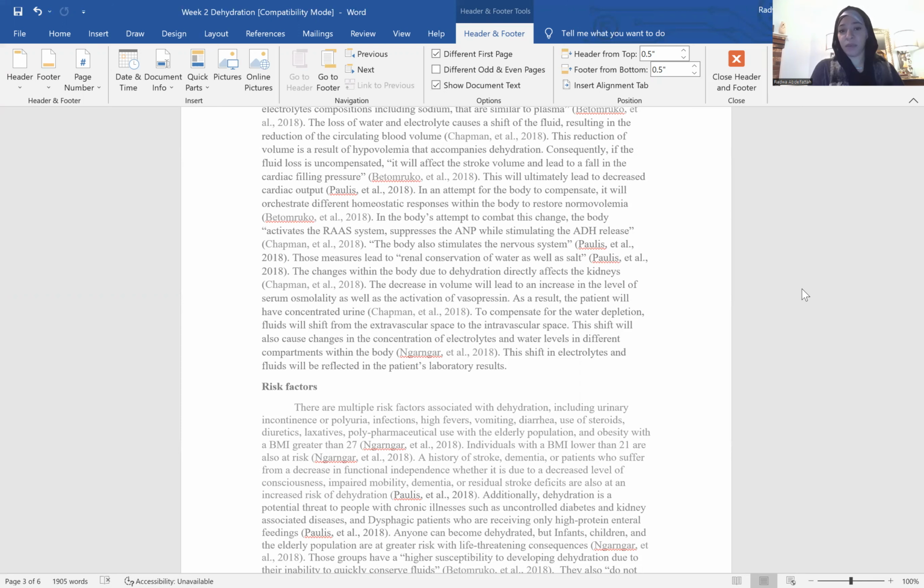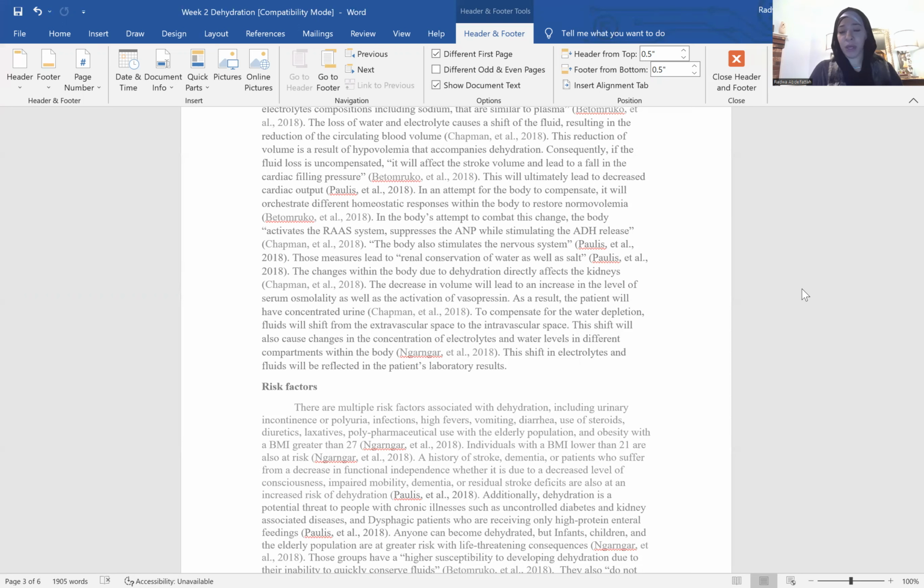In the body's attempt to combat this change, the body activates the RAAS system, suppression of ANP, while stimulating ADH release. The body also stimulates the nervous system. Those measures lead to renal conservation of water as well as salt.